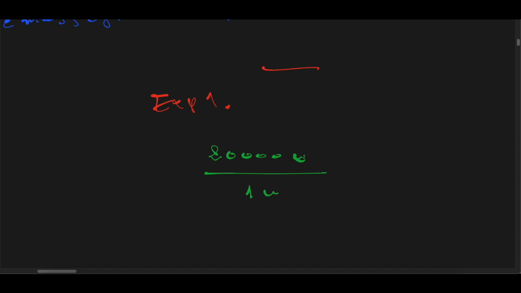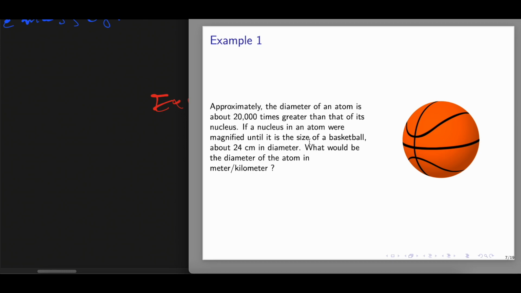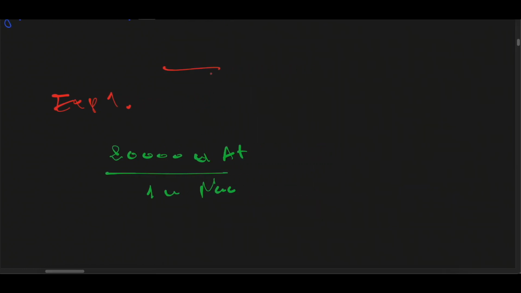So here we add unity. Here we have the nucleus and here we have the atom. So the question is, if a nucleus in an atom were magnified until it is the size of a basketball, about 24 centimeters in diameter, what would be the diameter of the atom in meters and in kilometers? So if it were magnified to a diameter of 24 centimeters, what would be the diameter of the atom?